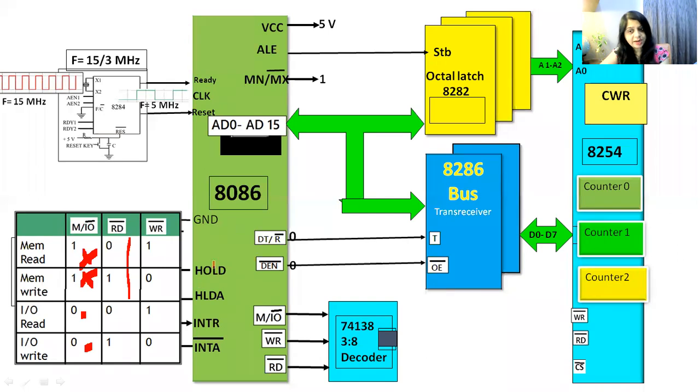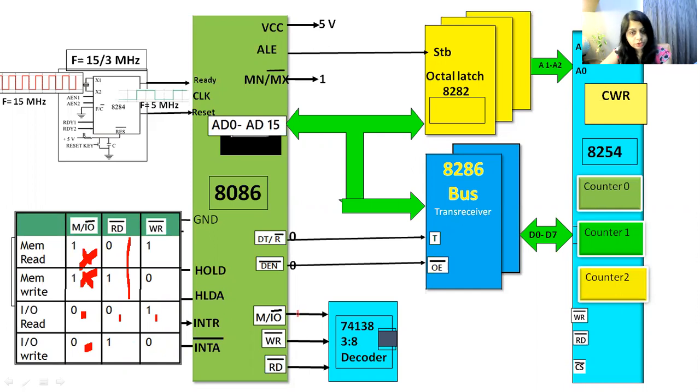Now we are studying read operation. When it is a read operation, read bar should be 0 and write bar should be 1. When 8086 wants to write something, then read bar should be 1 and write bar should be 0. At a time either read is 0 or write is 0. Both cannot be 1 at a time.